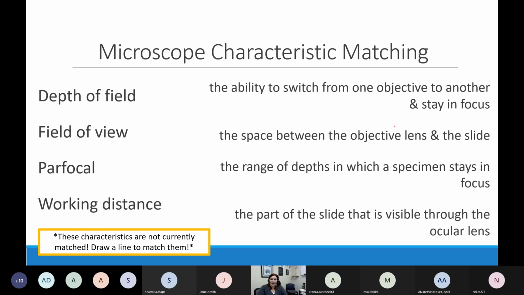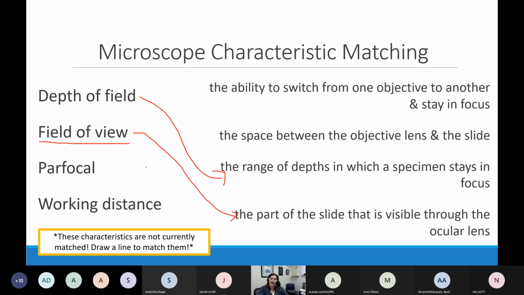So you have a matching activity. We just talked about each of these terms, so we'll briefly run through here. We talked about the field of view. The field of view is how much of your slide you're able to see, how wide on that slide. We talked about the depth of field, which is how deep into that slide you're able to see, how much of the 3D we can see in focus.